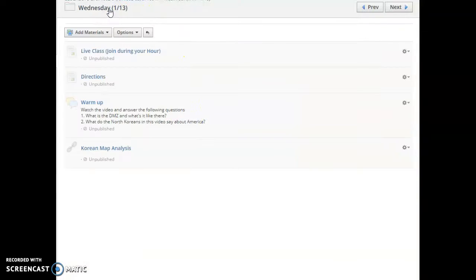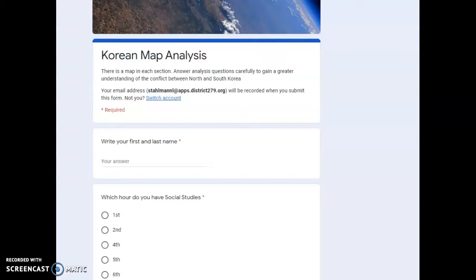Once you are done with that, you can go to your Korean map analysis, which will look like this. If you're in Miss Mass's class, it's obviously going to look a little different, but it's the exact same thing. You write your first and your last name. For those of you who do not know, my government is Luke.